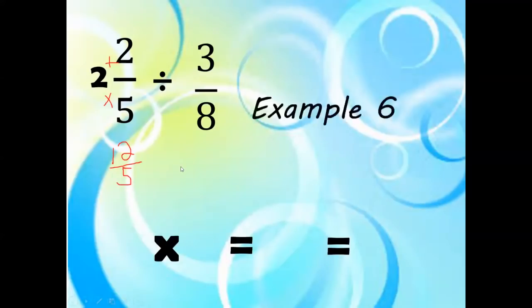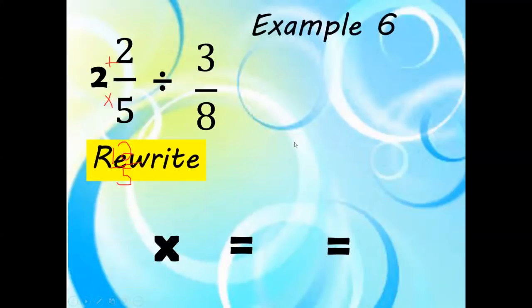So again, we need to change this mixed number into an improper fraction. By multiplying the whole number and the denominator, 5 times 2 plus 2, you'll have 12. And then copy the denominator, which is 5. So the improper form of 2 and 2/5 is 12/5. Okay, so this is example number 6. So we need to rewrite it.